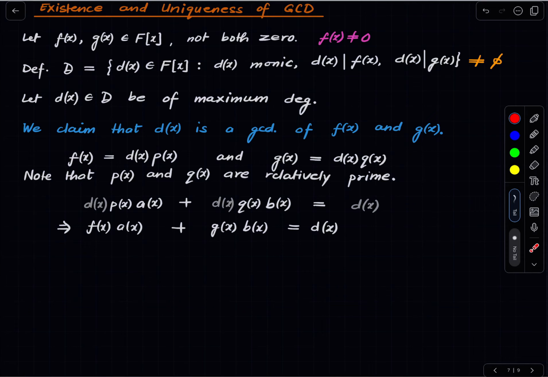So therefore, the uniqueness of GCD follows. And now we can make that statement that we made earlier, which was that two polynomials are relatively prime if and only if their GCD is 1. Okay. So far, so good. And now we can finish the lecture.